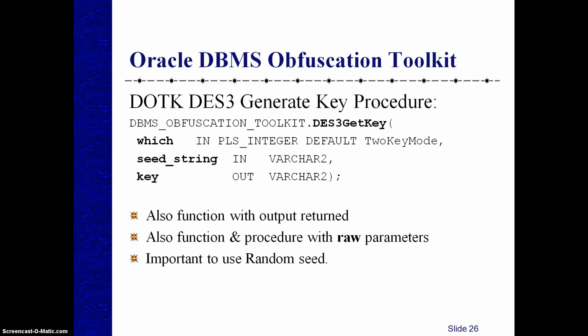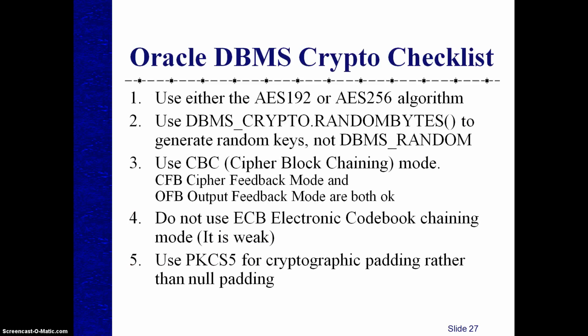The DOTK DES3 generate key procedure. The key procedure is just like this. It uses the database obfuscation toolkit in place of the default value, and the seed string, where the character is also found in the output.